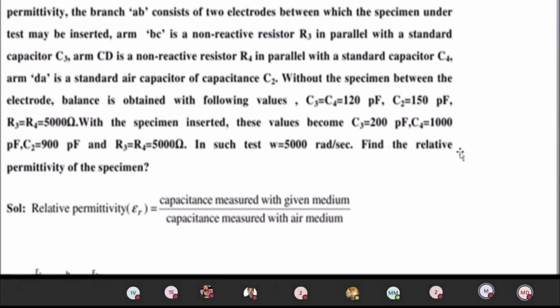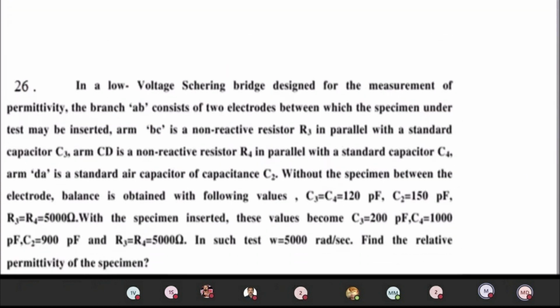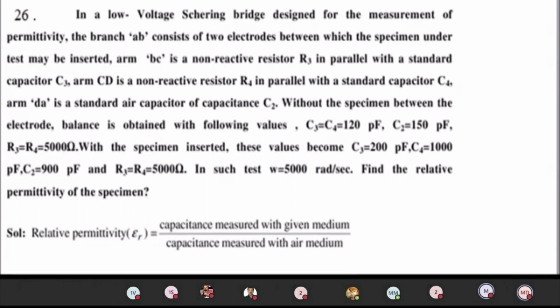And this is one of the exam questions. I have not specified the year. In a low voltage Schering bridge designed for measurement of permittivity, the branch AB consists of 2 electrodes between which the specimen under test may be inserted.